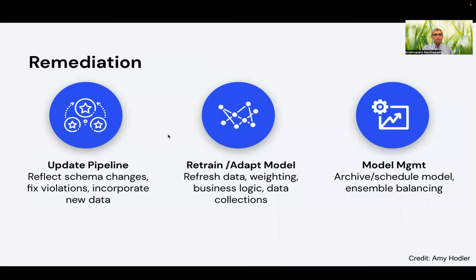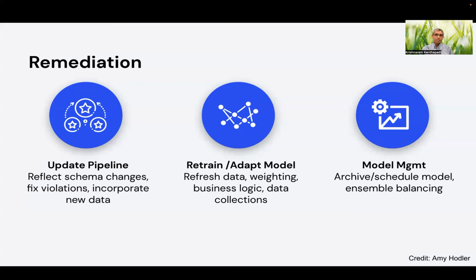Having identified the root causes, let's look at what may be different types of ways to fix the issues. So one type of fix is to update the pipeline. This works in the case of data integrity issues, wherein we can make sure that the schema changes are correctly reflected or the violations are fixed and so forth. The second type of fix might be one where we may decide to retrain the model, or perhaps adapt the model to a subclass or a different setting. This may involve perhaps reweighing the data points or applying appropriate business logic and so forth.